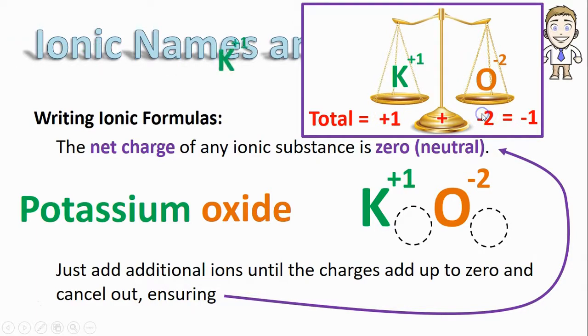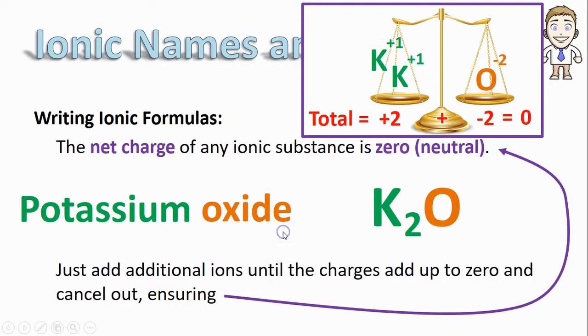But if I had a second potassium, now there's two +1s, making that total positive a +2. Which does balance out to -2, making my overall net charge 0. This is what we're trying to achieve. Now my subscript for potassium is going to be 2 because I needed 2 of them. My subscript for oxygen is 1 because I only needed 1 of them. Get rid of everything you don't need, making the final formula K2O.